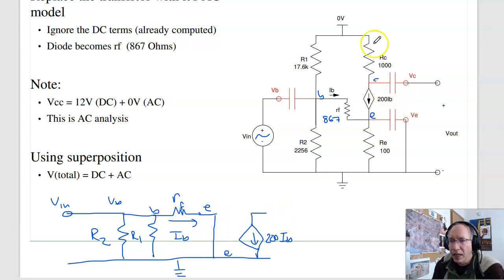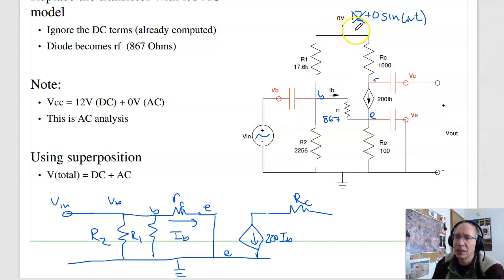And the collector is tied to 12 volts through RC. And 12 volts, this is actually 12 volts plus 0 sine omega t. We're doing the AC model, AC analysis. At DC, this is 12 volts. At AC, this is 0 volts AC. It's a constant, it's not rippling. So for AC analysis, that looks like 0. So that goes to ground. So there's your circuit. And this guy right here is the collector.